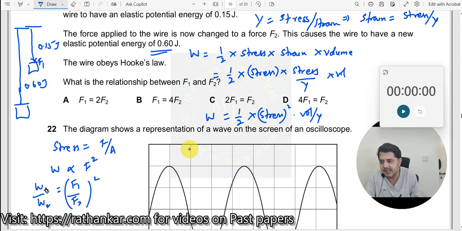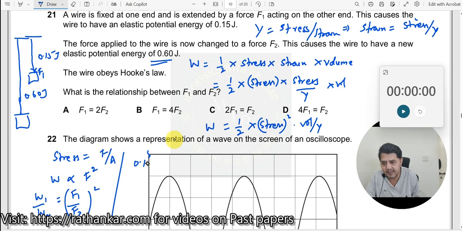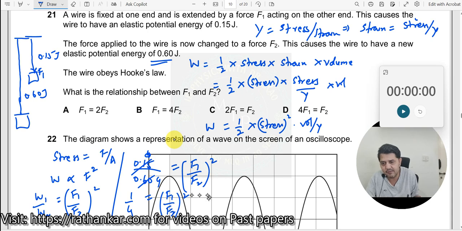Now what is W1? W1 is 0.15. Let me write it down. 0.15 divided by W2, which is 0.60, is equal to F1 divided by F2 the whole square. So this should be 1 by 4 is equal to F1 by F2 the whole square. This implies F1 by F2 is equal to 1 by 2.